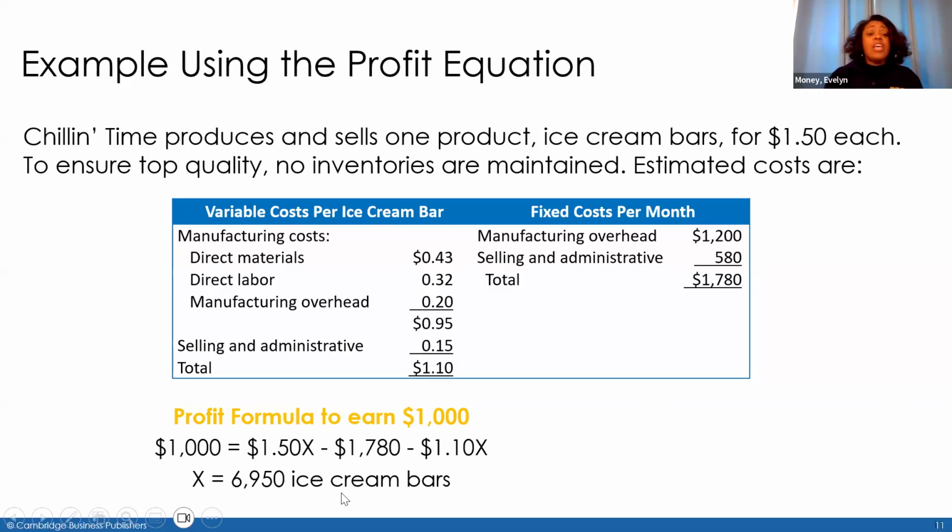6,950 ice cream bars. Now, I could, of course, plug in the 6,950 ice cream bars and determine that when I multiply that by that sales price, subtract out the fixed costs, and then subtract out total variable costs, meaning take the 110, multiply it by the 6,950, and then subtract, I'm going to find a profit of $1,000. If you still don't believe it, you can take the time to create an entire income statement with all of these numbers to prove that at this sales level, profit will be $1,000.